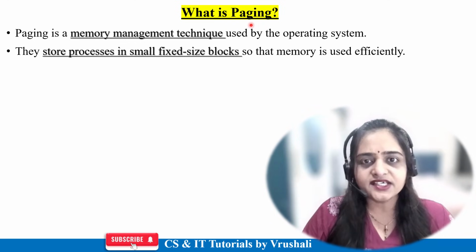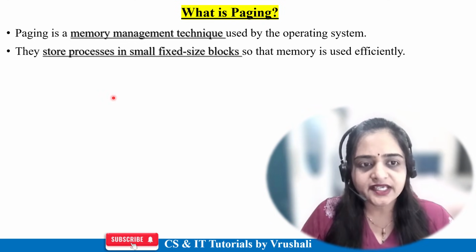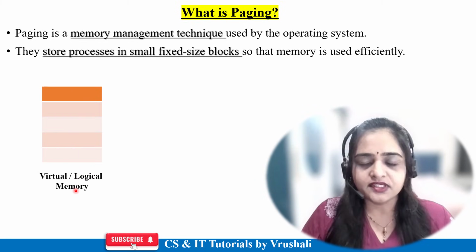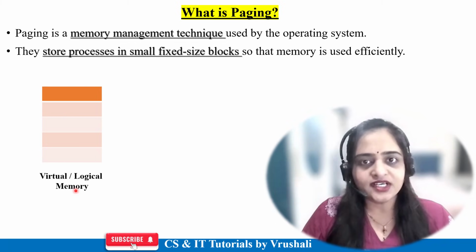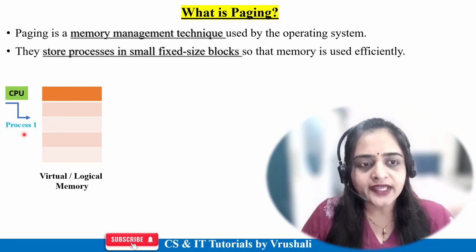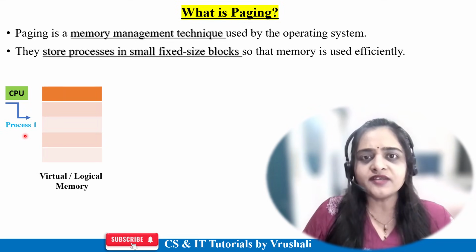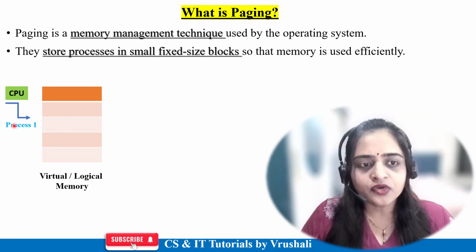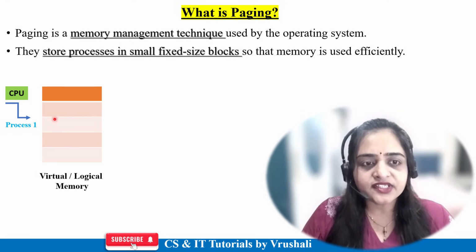Now let's understand the paging concept in a simple manner. See here. Suppose this is the logical memory in your operating system. Logical memory is also called virtual memory. Now on the other side there is a CPU. The CPU wants to execute process 1. Process 1 means any process or any program in your system. Now, remember this thing: the CPU always interacts with the logical memory, not the physical memory. Now this process 1 is stored in the logical memory in the form of pages.